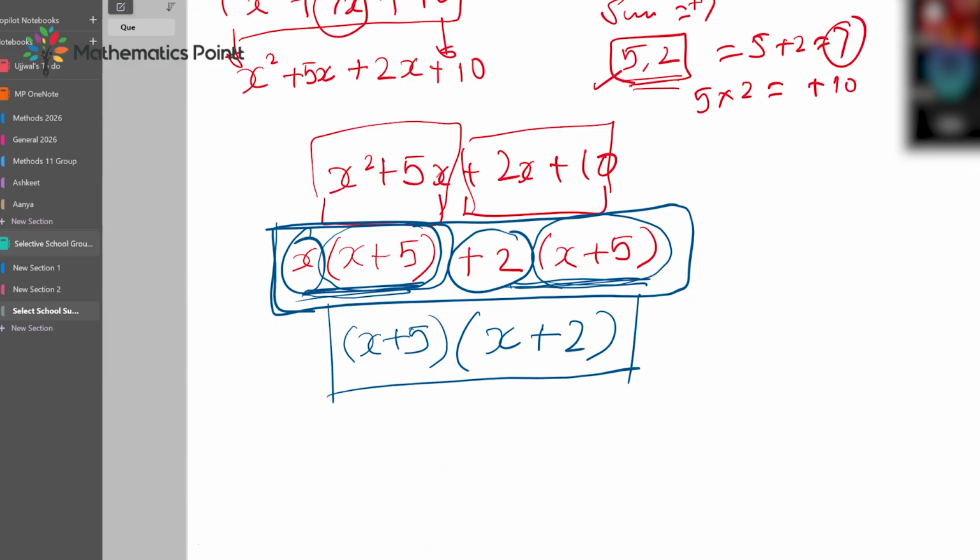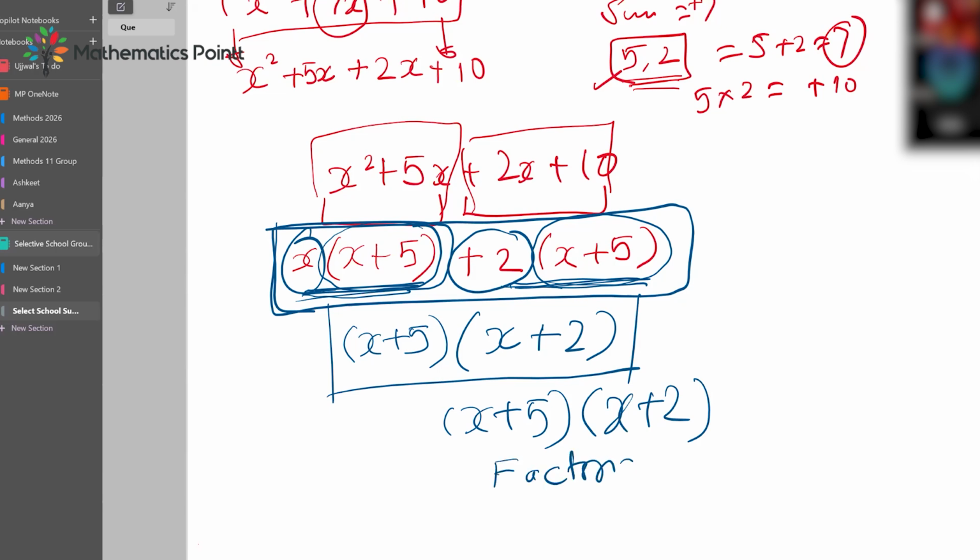So the answer is x plus 5, x plus 2. And that is the factorized form of this expression that we started off. Any dramas so far? Anyone? Is this clear? Let's do one question and that'll make more sense. All right, I need to hear a yes or a no from everyone, right?